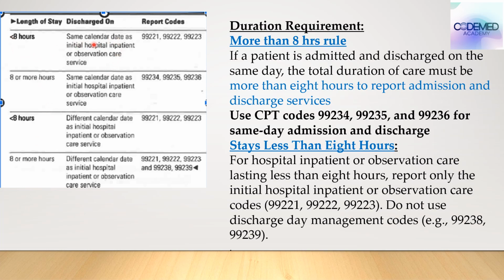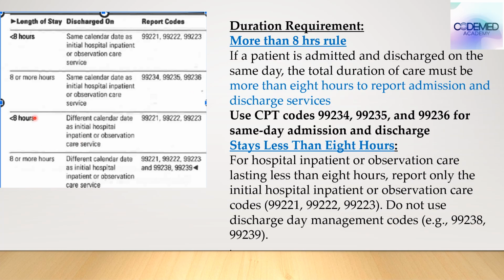So here, pay attention to the calendar date. Then we write the code 221, 222, 223, because the stay is less than 8 hours. If the stay is 8 or more hours, then we can write this code. These are the admission and discharge on the same day.